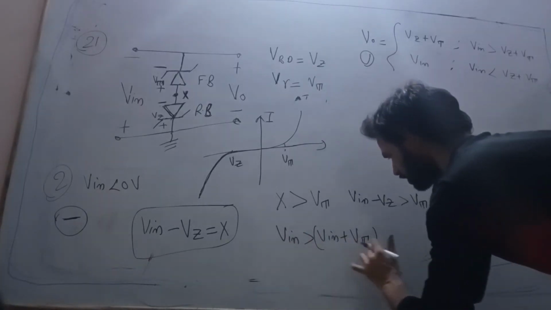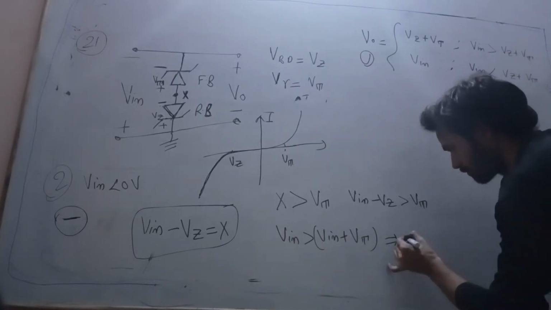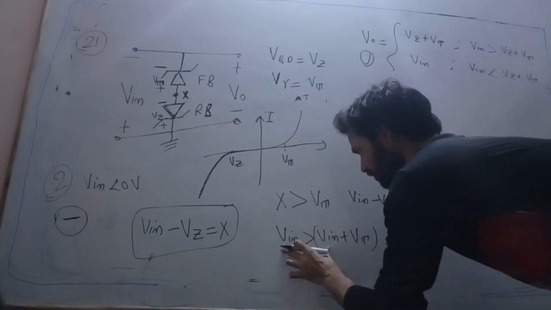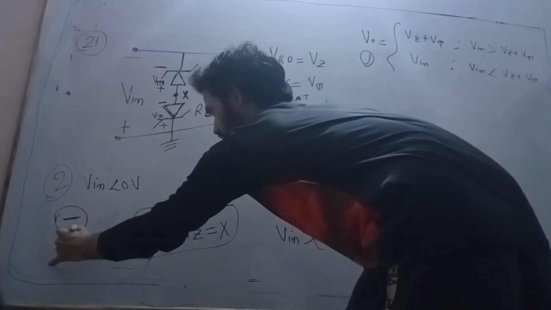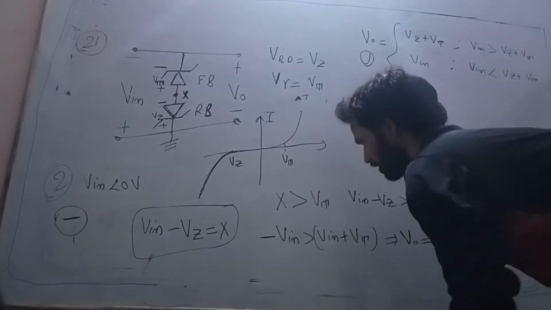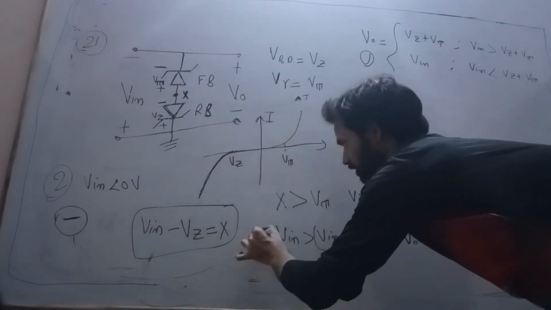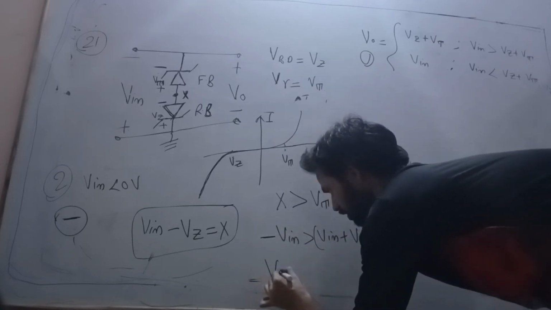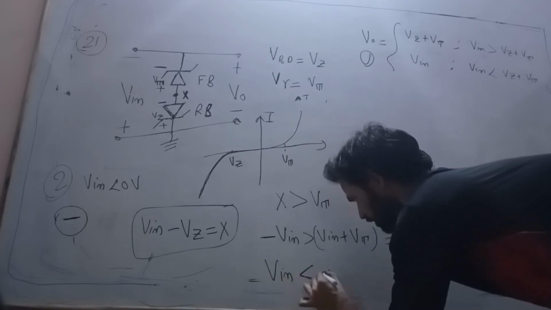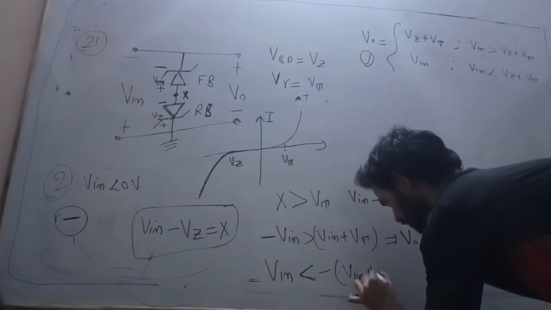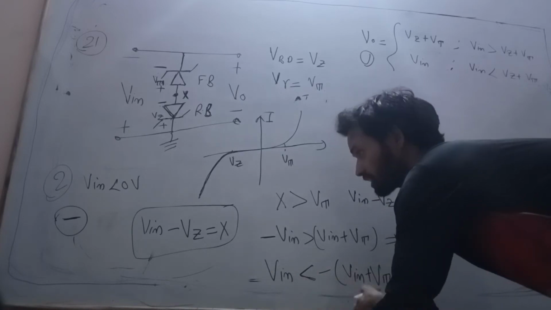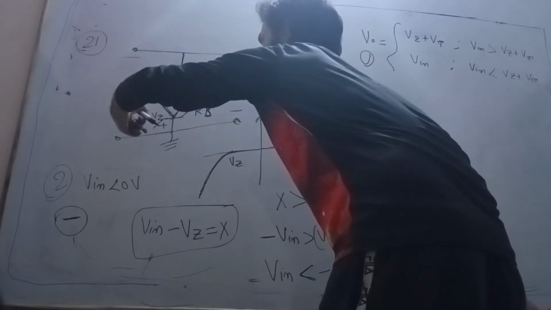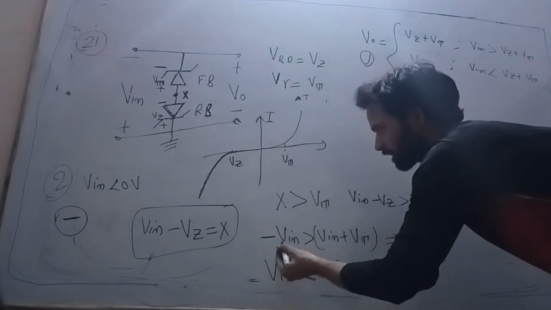When Vin is greater than Vz plus Vt, this means what? Vo will be equal to what? Now let us take this negative sign. Minus Vin is greater than Vz plus Vt, which means Vin is less than minus (Vz plus Vt). Why did I do this? Because for our convenience, I started it from the bottom side, and then at last I took this negative sign.